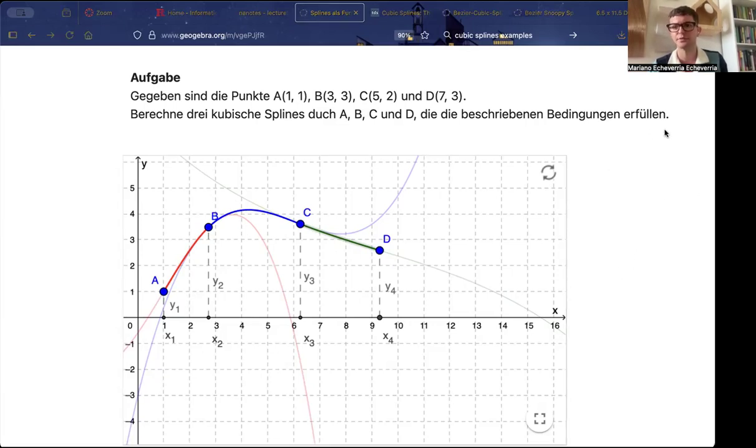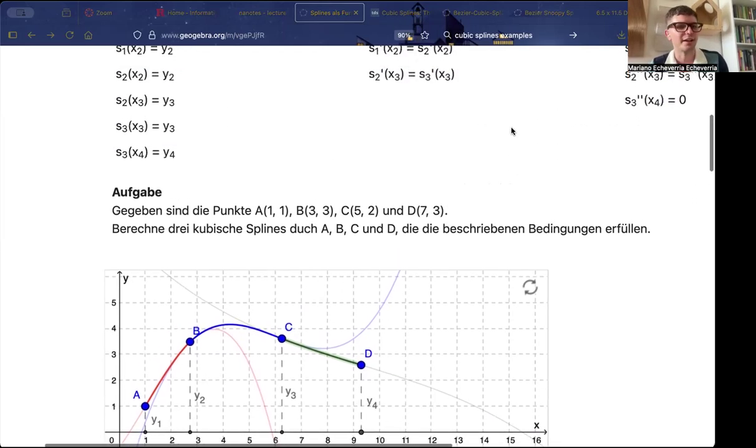The idea is to choose the cubics in such a way that the first and second derivatives match at the point B where the function changes, and then the first and second derivatives match at the point C where the function changes. Okay, this is funny.